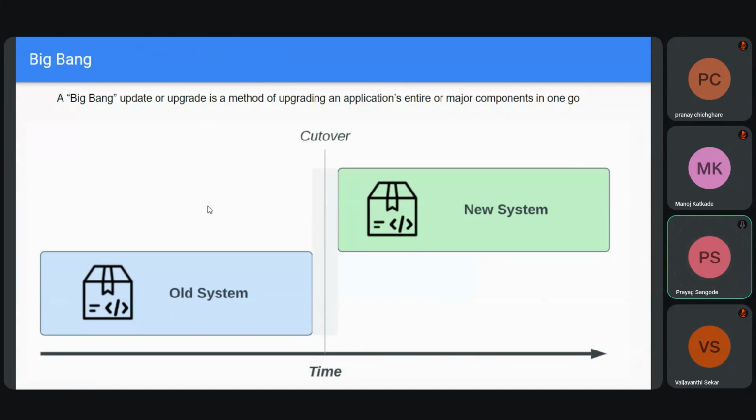Okay, in this what will happen? Suppose we have two versions of an application, version 1 and version 2. When we update from version 1 to version 2, in a recreate strategy or a Big Bang update, there will be a short downtime during the cutover period. From version 1 to version 2, whenever there is a switch, there will be a small downtime. That is the recreate strategy.